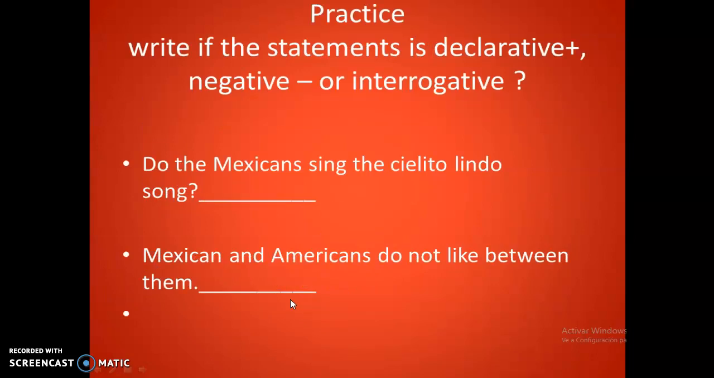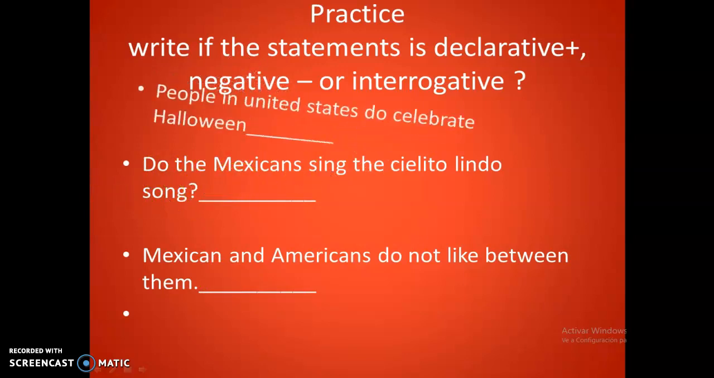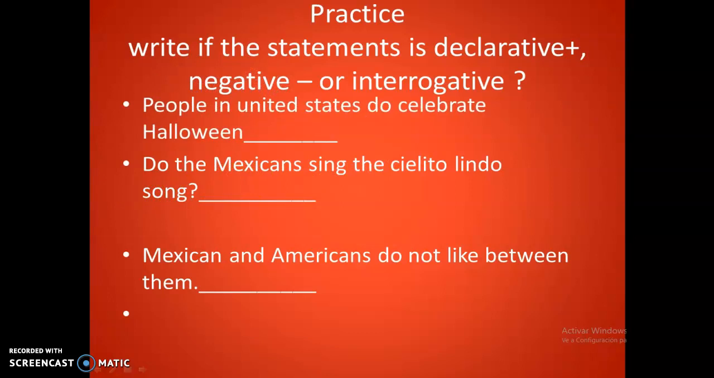So, now we're going to practice. Write if the statements are declarative, negative, or interrogative in each example. We have the first: Do the Mexicans sing the Cielito Lindo song? People in United States do celebrate Halloween. Mexicans and Americans do not lie between them. The number one is positive or declarative. And the number two is interrogative. And the number three is negative.